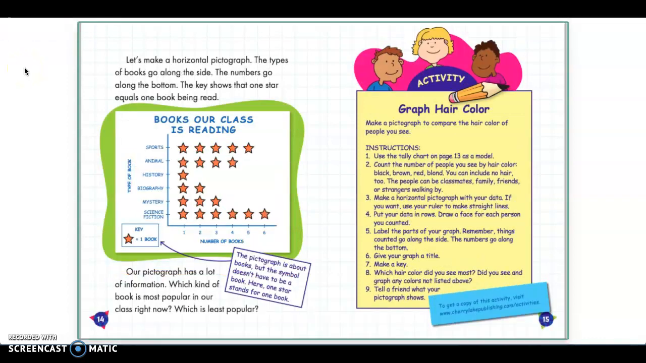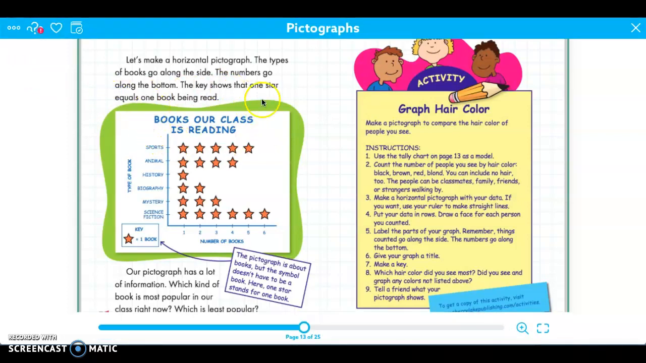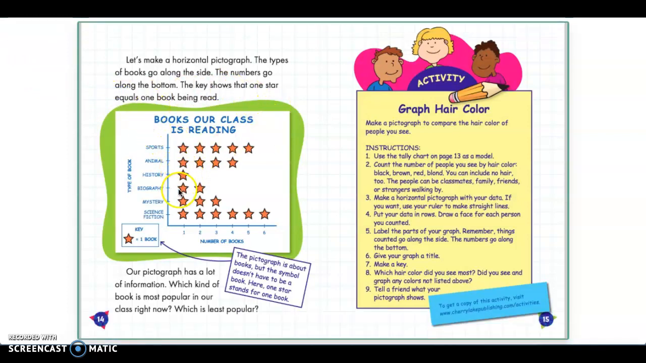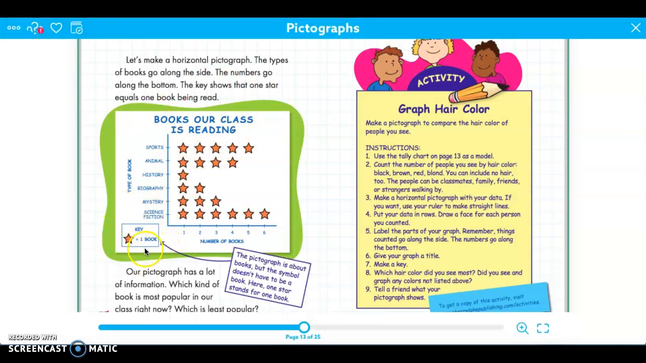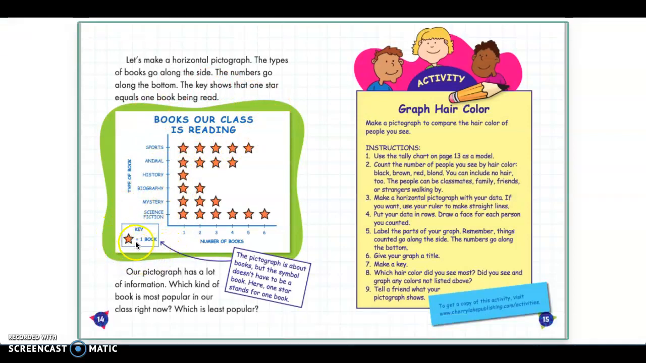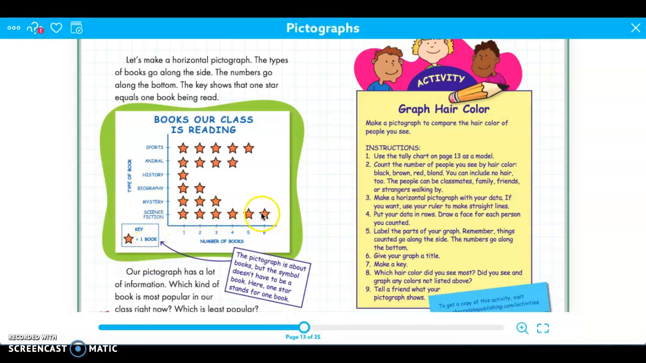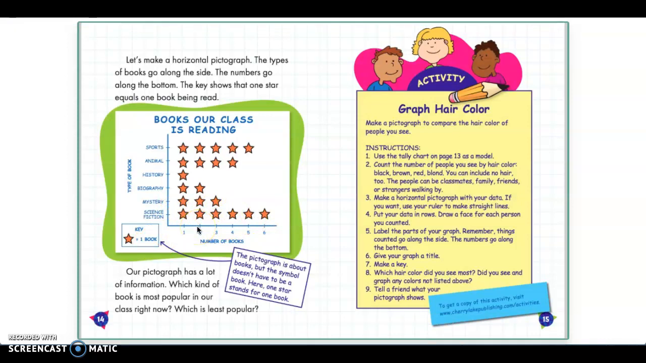Here is another picture graph. Remember that graphs can be represented horizontally or vertically. And this one is shown in another way. So we have a title, once again. We have the symbols here, which are the stars. And of course, we have that important key. The key says 1 star equals 1 book. So that is how many books have been voted on.